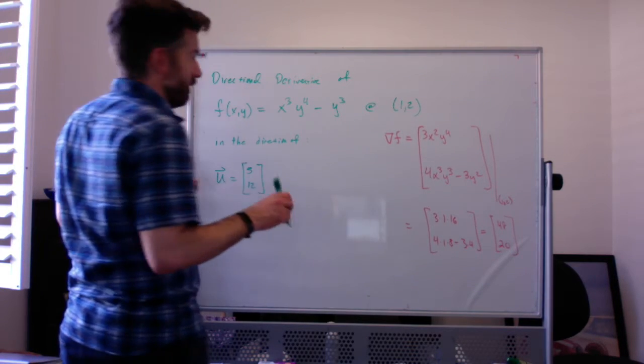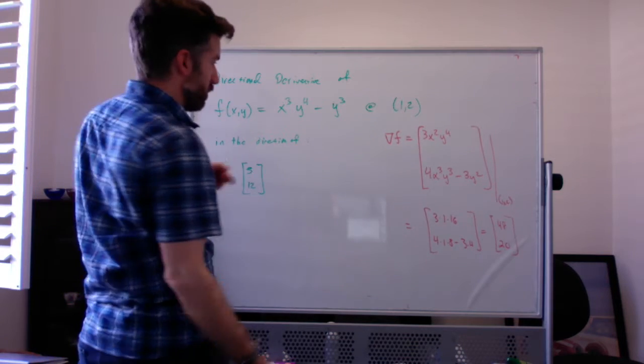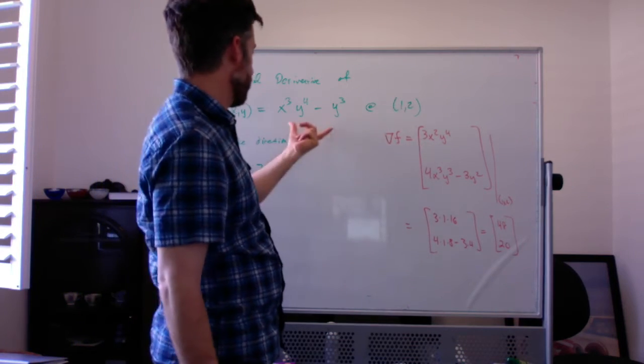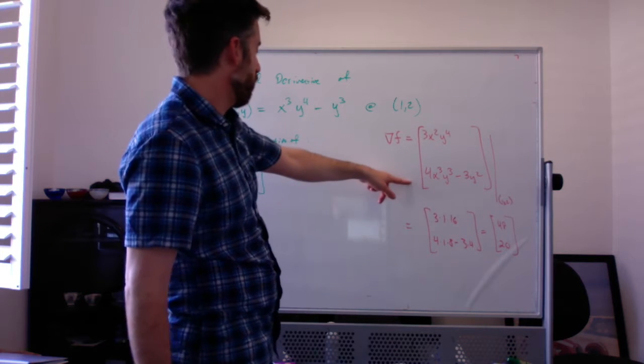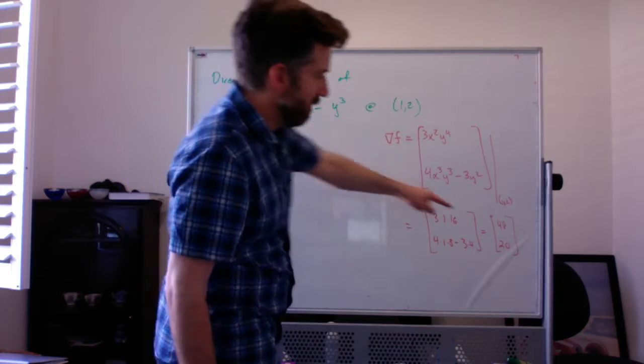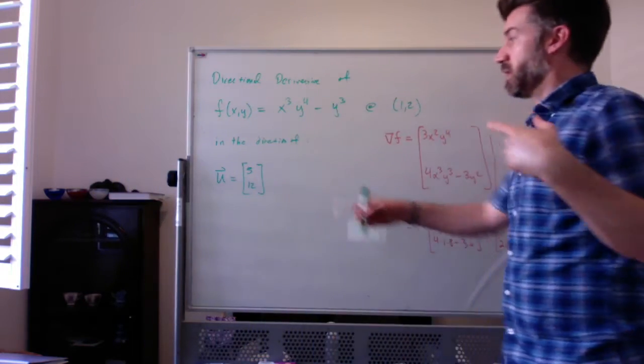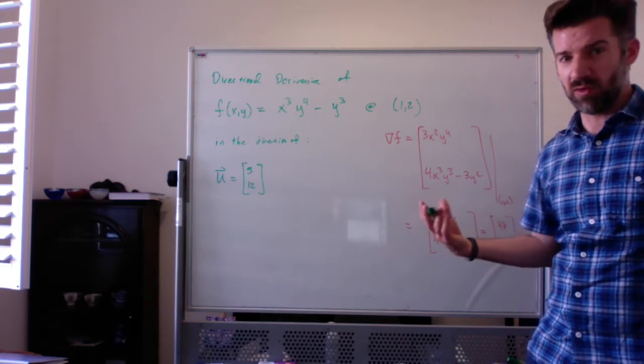So first I found the gradient, which is just the partials. So the gradient is 3x squared y to the fourth, the partial with respect to x, and then 4x cubed y cubed minus 3y squared, the partial with respect to y. Evaluated at the point we were actually moving from, because again, we're talking about if you move in this direction from this point, what's the slope of the surface?